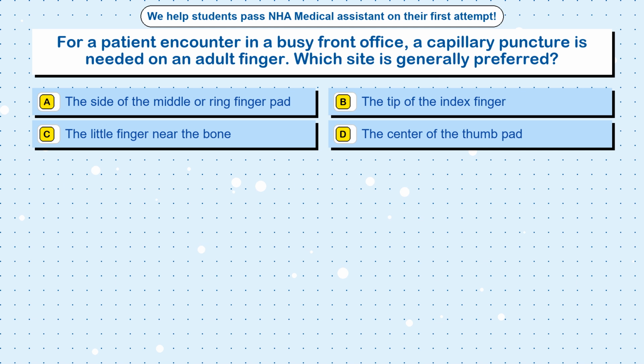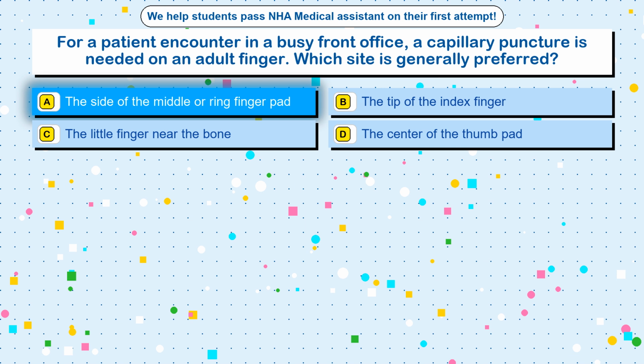Question 1. For a patient encounter in a busy front office, a capillary puncture is needed on an adult finger. Which side is generally preferred? Option A. The side of the middle or ring finger pad. Option B. The tip of the index finger. Option C. The little finger near the bone. Option D. The center of the thumb pad. The correct answer is option A. The side of the middle or ring finger pad.